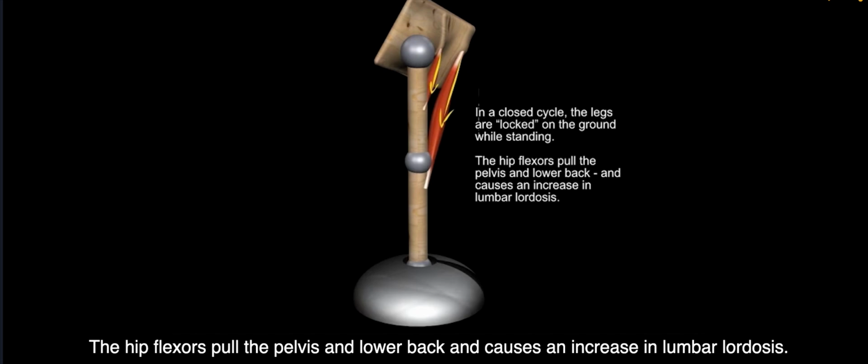This animation shows us that a tight muscle pulls the leg up, hip flexion. In a closed movement cycle, the leg is fixed on the ground. In a closed cycle, the legs are locked on the ground while standing. The hip flexors pull the pelvis and lower back and cause an increase in lumbar lordosis.